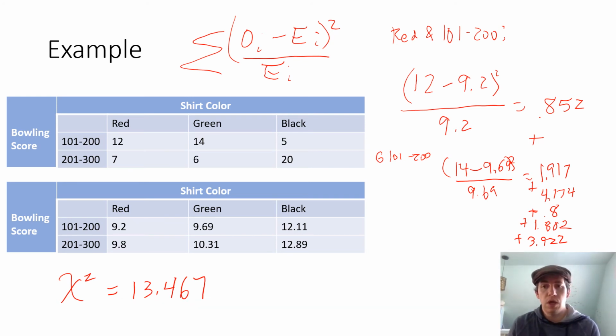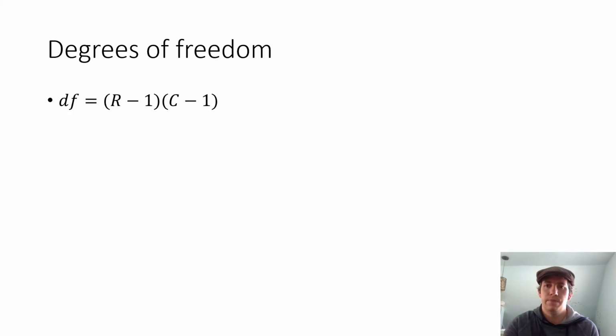Here is 13.467. Now we want to know if that chi-squared is big enough to reject our null hypothesis. Again, our null hypothesis and our alternative hypothesis for these types of chi-squared tests are always: null, there is no association; alternative, there is an association. In order to do this, we need degrees of freedom. Degrees of freedom is the number of rows minus 1 times the number of columns minus 1.